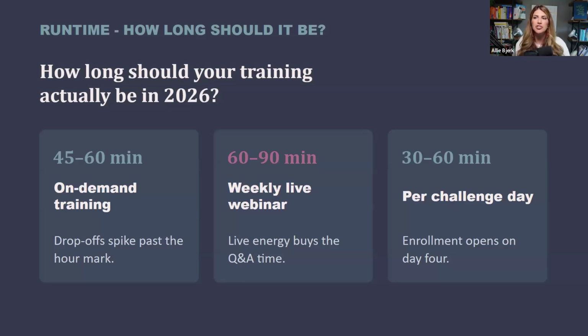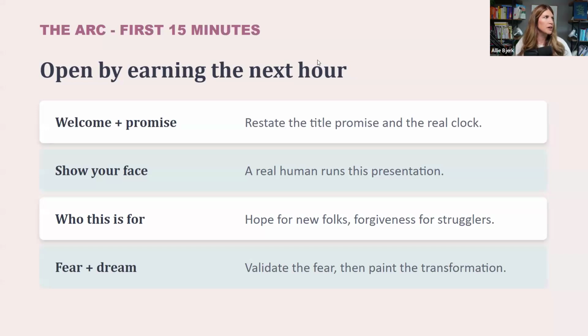And then if you're doing the challenge model, it would be 30 to 60 minutes per challenge day, and you want to open enrollment around day 4. So with the first 15 minutes, you usually break it down like this. You're going to talk about what they're going to learn from the training.